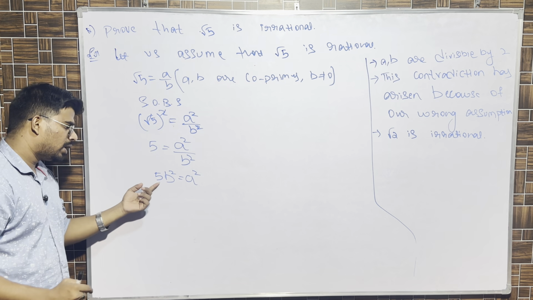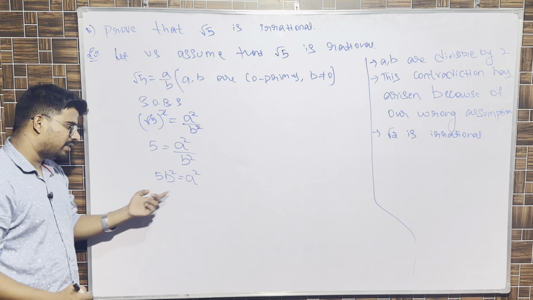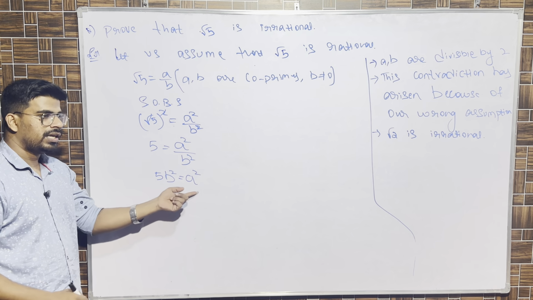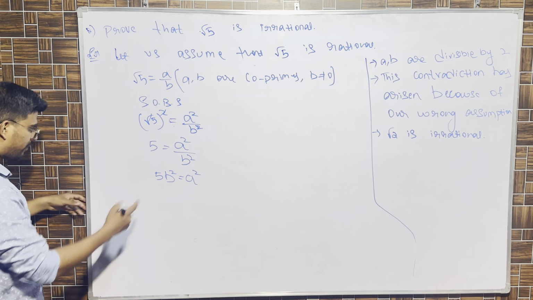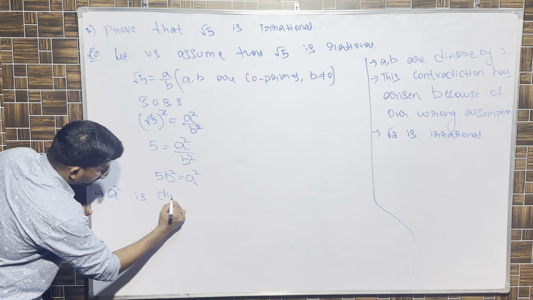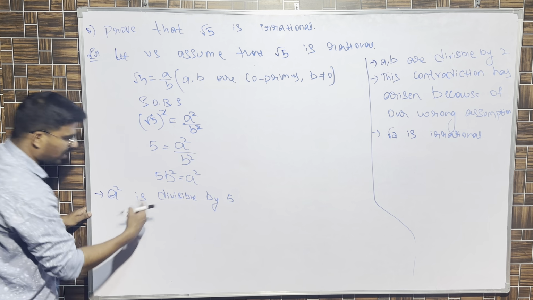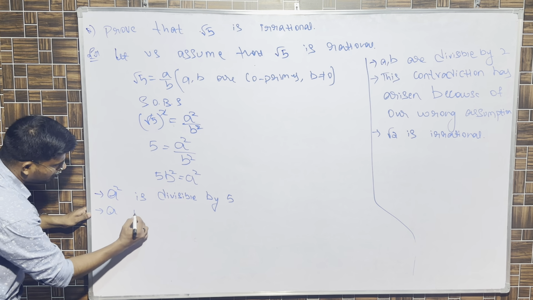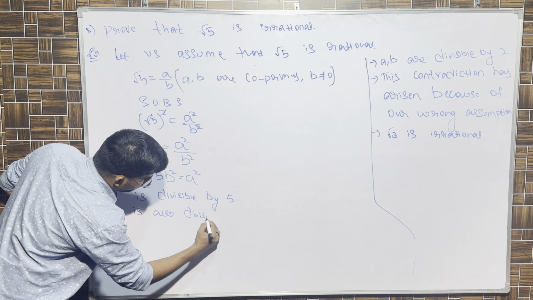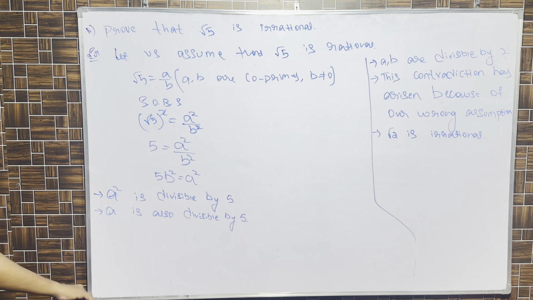Now again I told you, relation of 5 with b square is multiplication. Relation of 5 with a square is division. 5 is divisible by a square is divisible by 5. A square is divisible by 5. A is also divisible by 5. I already gave you examples there. If a square is divisible by 5, a is also divisible by 5.